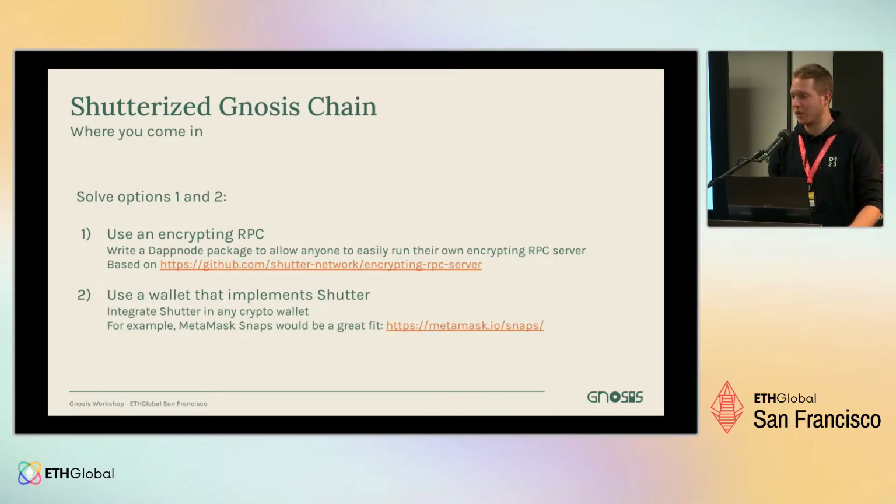So where do you come in? Basically, to solve options 1 and 2. For the encrypting RPC, if you are serious about privacy, you want to deploy it yourself. One easy way to do this would be to use dAppNode, so you would potentially win a bounty by developing a dAppNode package for this encrypting RPC. The second way would be to implement Shutter directly in a wallet, for example by forking a wallet or by using MetaMask Snaps.